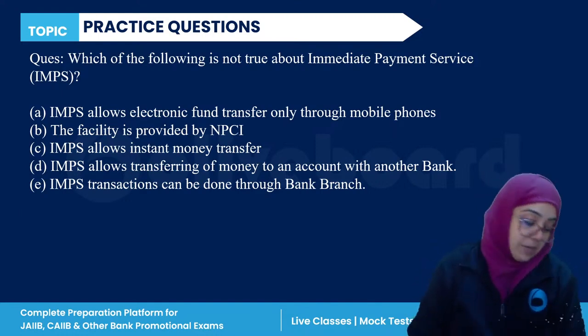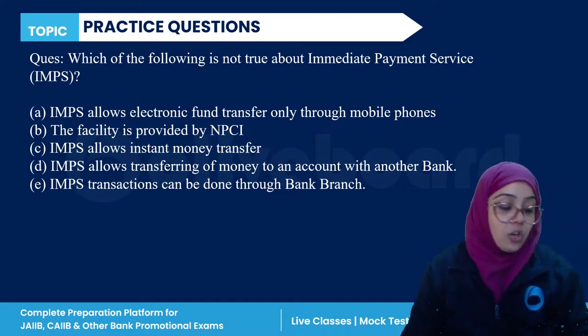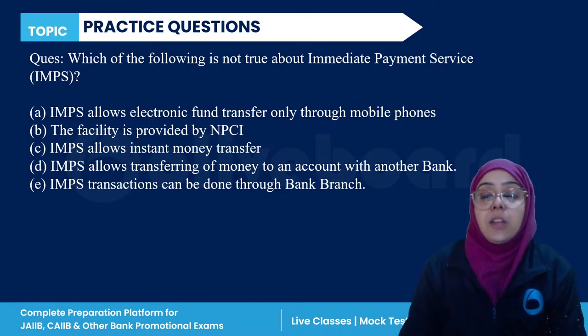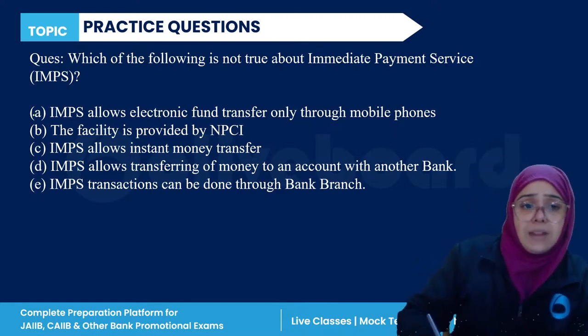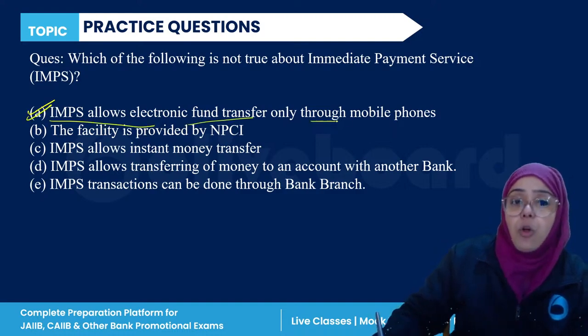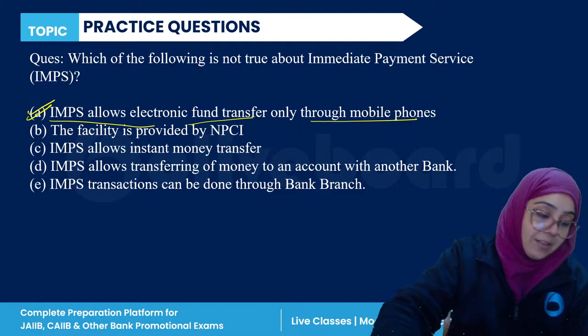Which of the following is not true about immediate payment services? Very easy. The correct answer for this question is the one that is not true. Yes, Hema. IMPS allows electronic fund transfer only through mobile phone. This is not correct. So A is the correct answer.